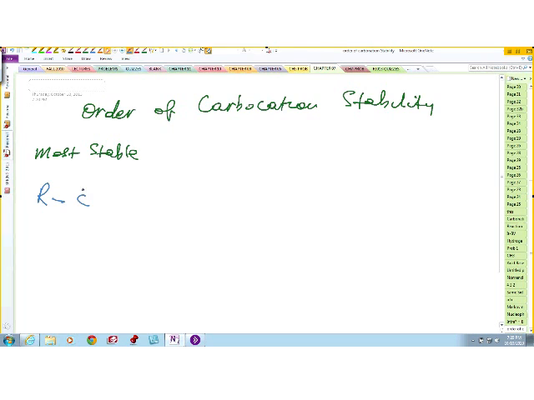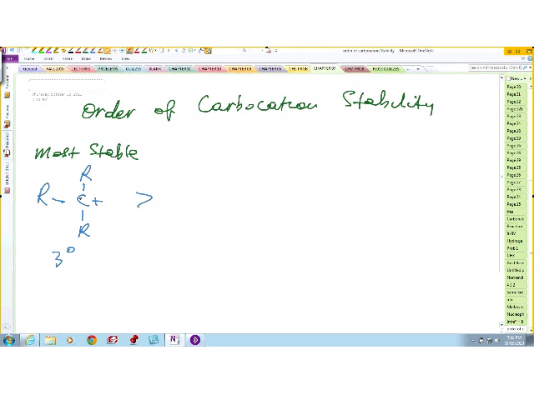For now, we say we have tertiary carbocation, most stable. There are some other carbocations that we are going to introduce to you that will be just as stable as tertiary carbocation, or even more stable. But for now, let us focus on just the one I will give you right now. Tertiary carbocation, most stable, followed by secondary carbocation.